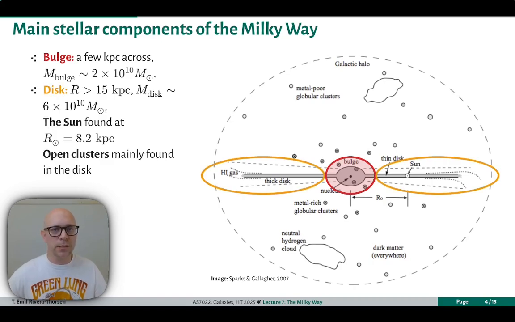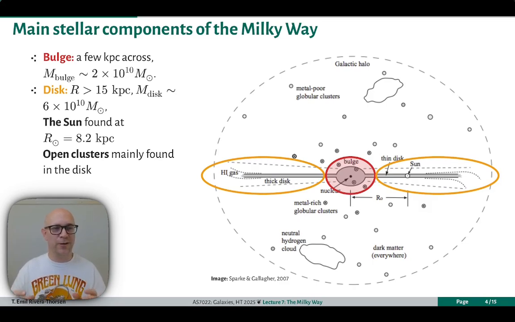Then we have the disk. We see it here, and we see it over here. The disk has a radius of about 15 kiloparsec, and its stellar mass is about 6 times 10 to the 10 solar masses, so only about 3 times the mass of the bulge. The sun is found at around 8.2 kiloparsecs from the center, and we also mainly find open clusters in the disk. Open clusters are clusters of relatively newly formed stars.